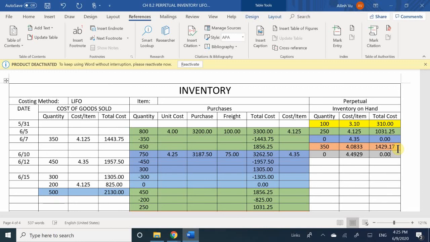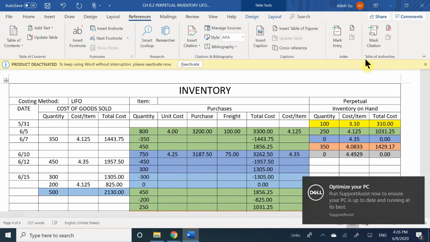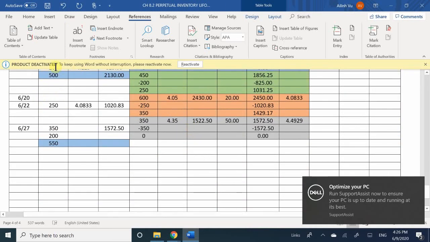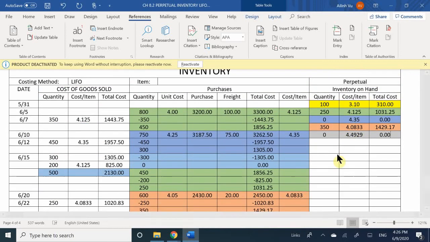For you to get to the right answer. Right, exactly. So we need to take 200 out of that 350. Yes, that is correct. So now that we know that we're taking from our orange batch, how much does it cost for each orange batch? The total cost was 1429.17.